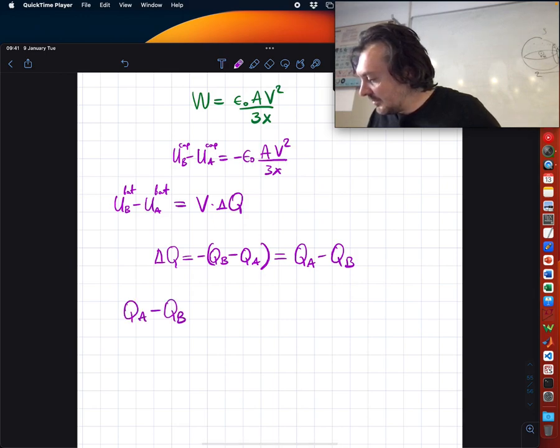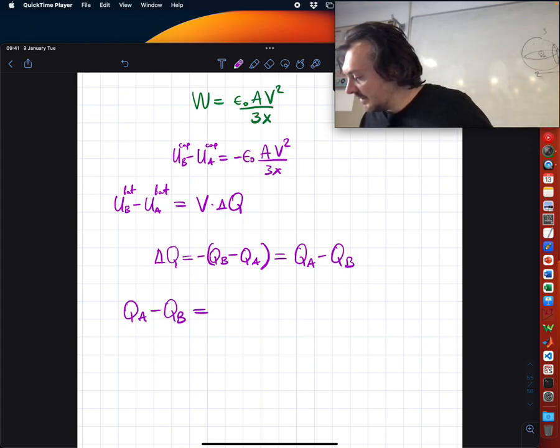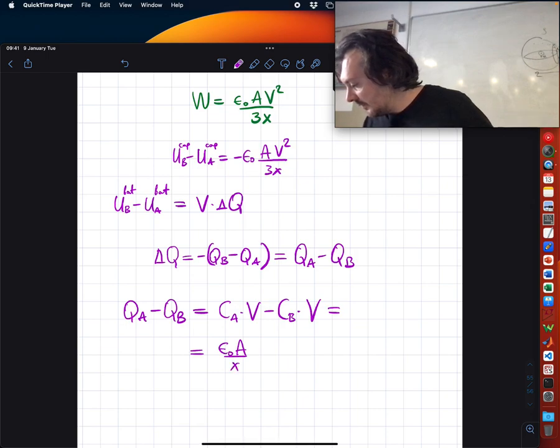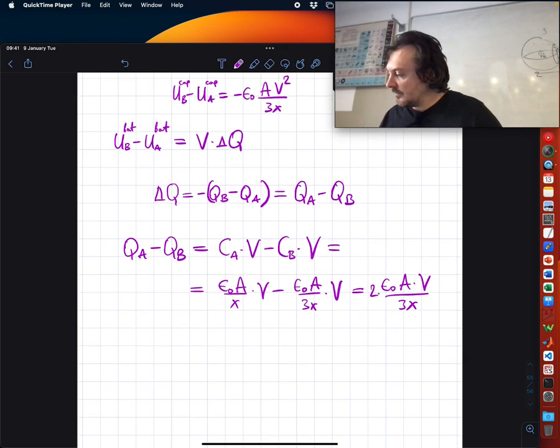QA minus QB. What is QA minus QB? Delta Q, yes. Which is CA times V minus CB times V, right? Which is equal to epsilon 0 A over X times V minus epsilon 0 A over 3X times V, which is epsilon 0 A times V over 3X with the 2 in front of it, right?